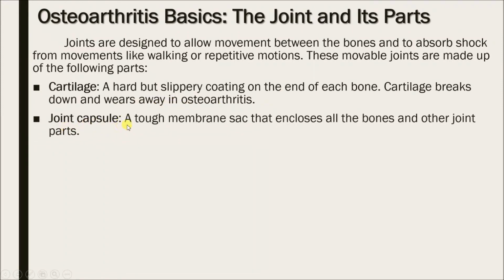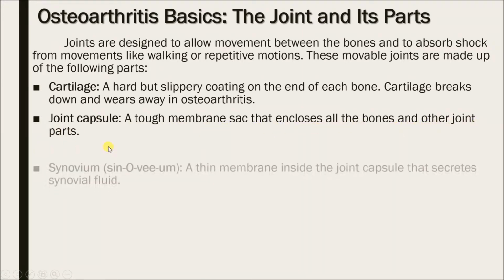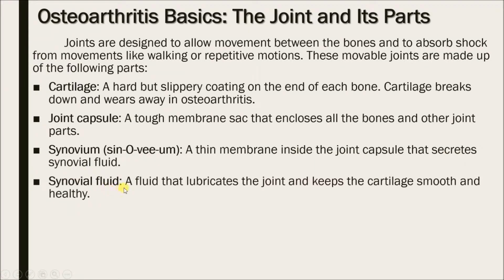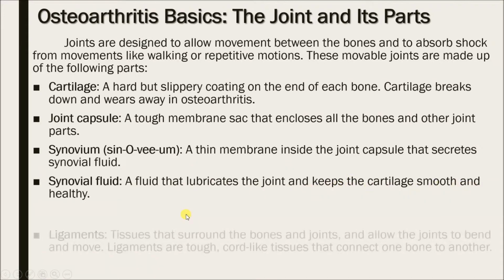Second is the joint capsule, a tough membrane sac that encloses all the bones and other joint parts. Third is synovium, a thin membrane inside the joint capsule that secretes synovial fluid. What is the synovial fluid? A fluid that lubricates the joint and keeps the cartilage smooth and healthy, called synovial fluid.